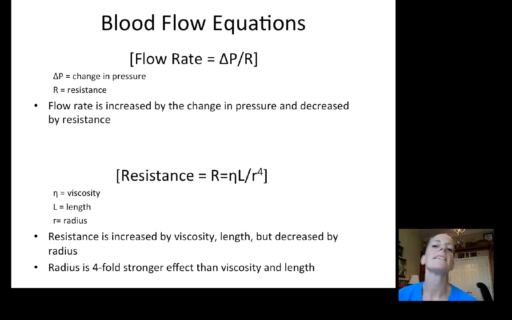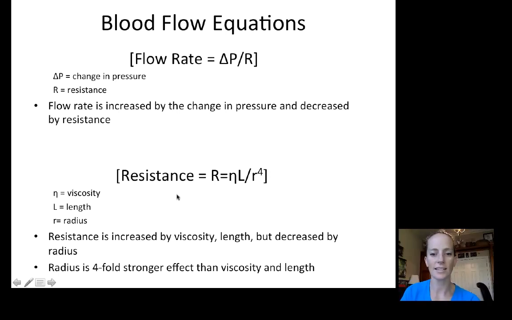So we can summarize this with our blood flow equations. So here we say that the flow rate is determined by the change in pressure, or delta P, and opposed by the resistance. And the mathematical way of saying that it's opposed by the resistance is to divide it. So the resistance reduces. Every time the resistance goes up, the flow rate goes down. So flow rate is increased by the change in pressure and decreased by resistance.